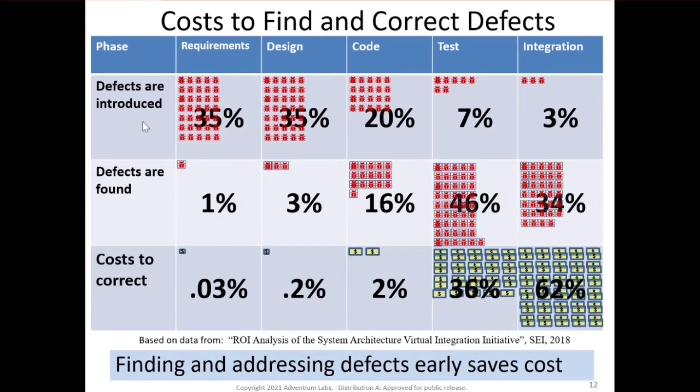If we look at this top line, this shows where in the development process defects are introduced. Over half of the defects are introduced in requirements and design. Very few are introduced way at the end in integration. But if we look at the second row, when are we finding these defects? We're finding them way back in testing and integration. And the bottom line, talking about costs: when is it most expensive to address these issues? Addressing issues in requirements is very inexpensive, compared with the majority of the costs way up in integration. So bottom line, finding and addressing defects early saves costs.